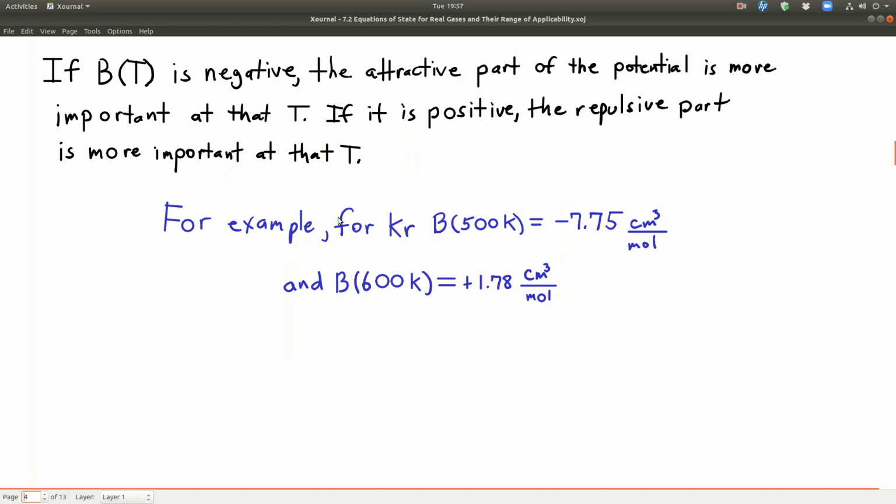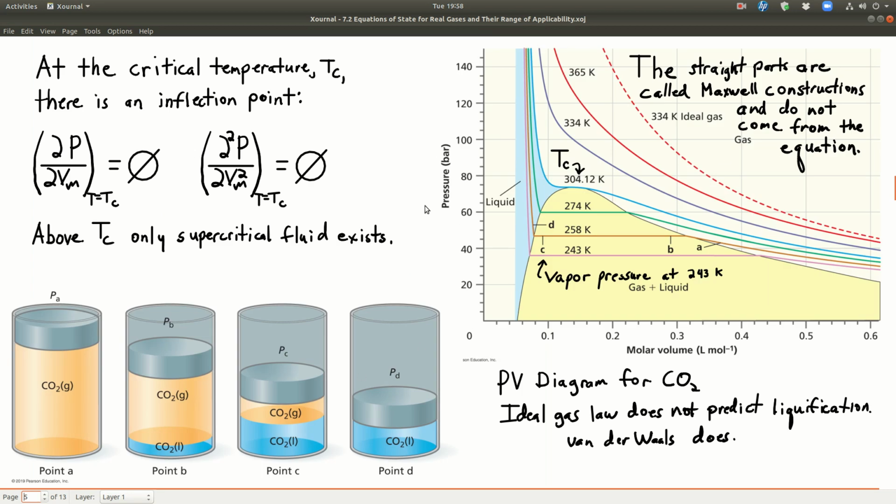We can get some useful information about the behavior of the gas from the value of the second virial coefficient. If it's negative at some temperature, that means that the attractive part of the potential is more important at that temperature. If it's positive, the repulsive part's more important at that temperature. For example, if you look up the second virial coefficient for krypton at 500 Kelvin, it's negative 7.75 centimeters cubed per mole. But at 600 Kelvin, it's positive 1.78 centimeters cubed per mole. So at this higher temperature, the repulsive part of the potential is more important. It dominates, sort of.